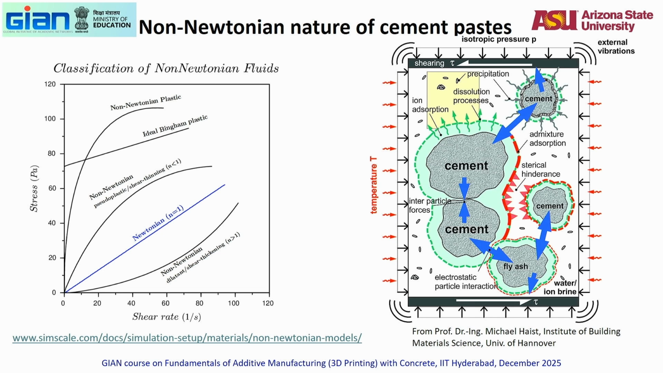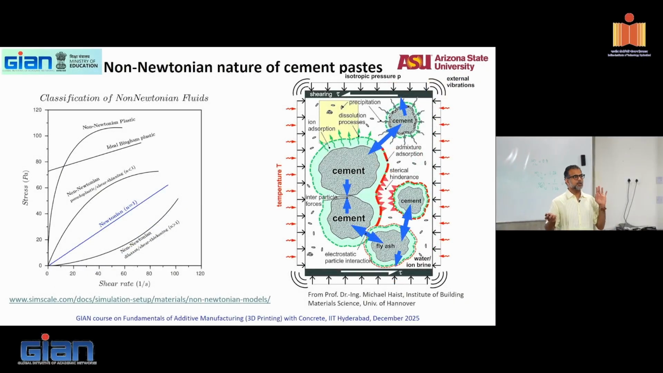Newtonian is where shear stress is proportional to shear rate. That constant is called the viscosity, coefficient of viscosity. Non-Newtonian can be different ways, but one of the non-Newtonian that we're interested in is an ideal Bingham fluid.